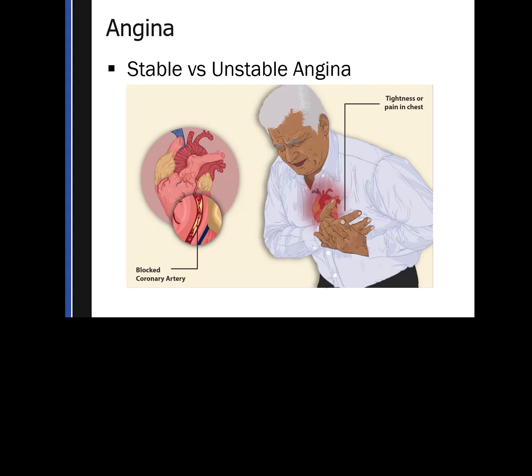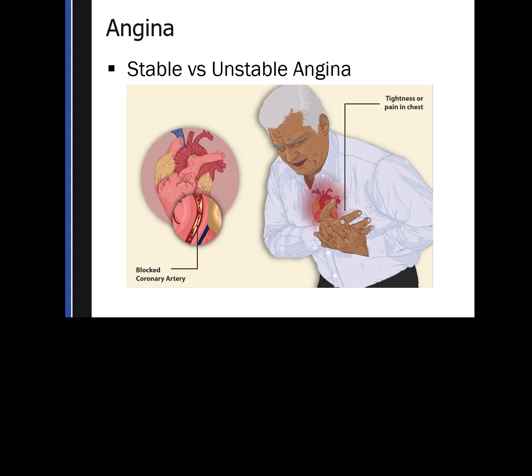And so usually they'll take a nitro, it'll open up that artery somewhat, and they'll get some more blood going through. And so that would be examples of the pathophysiology of stable versus unstable. Now, I will tell you on your final exam, I'm going to give you some scenarios, and I'm going to ask you to identify, is this stable angina or unstable angina based on the patient's presentation.